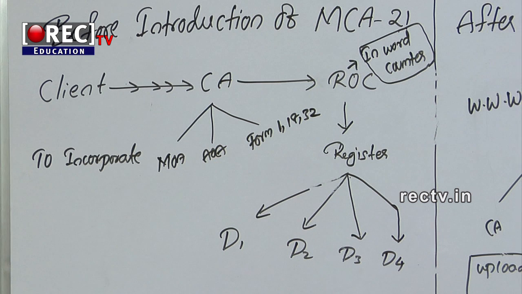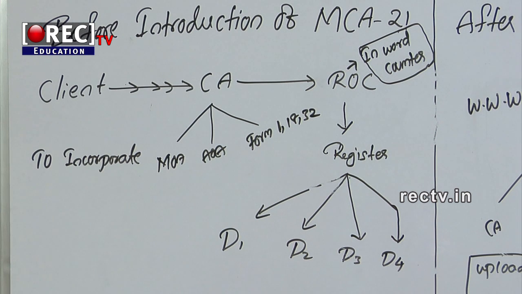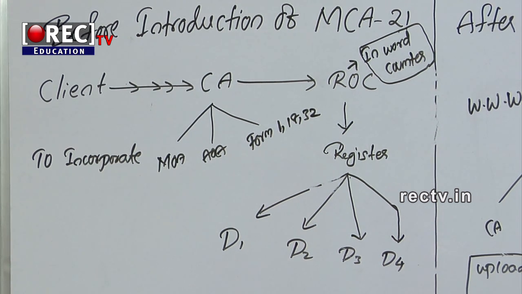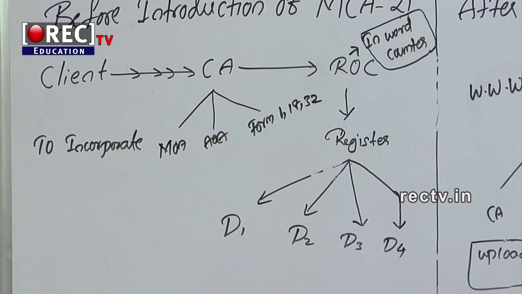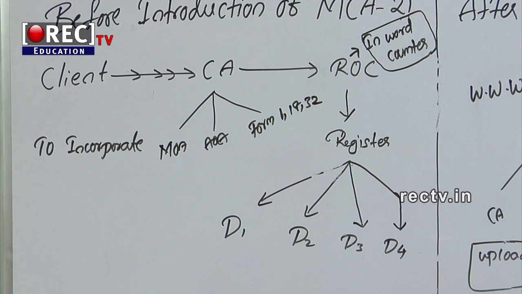He'll take that and go to the ROC, and in the ROC there will be an inward counter, and he'll submit all the copies to the inward counter. After receiving all the documents from the chartered accountant, the ROC will go to the registrar and submit all the forms that the CA has given to him.